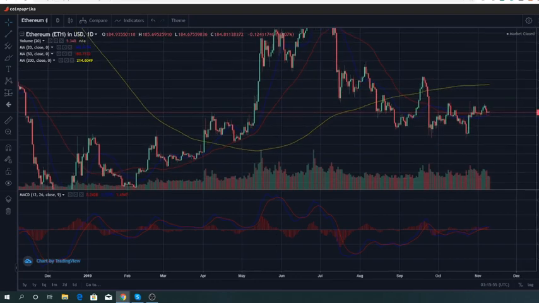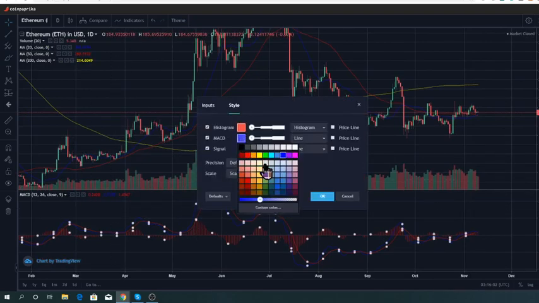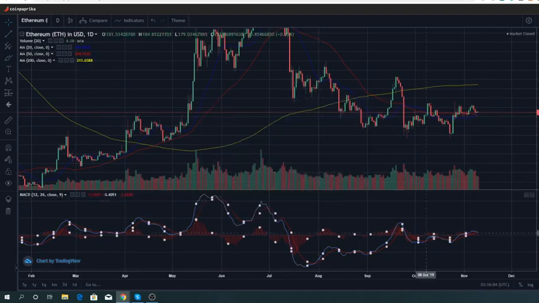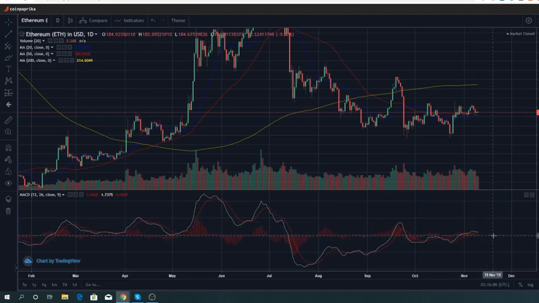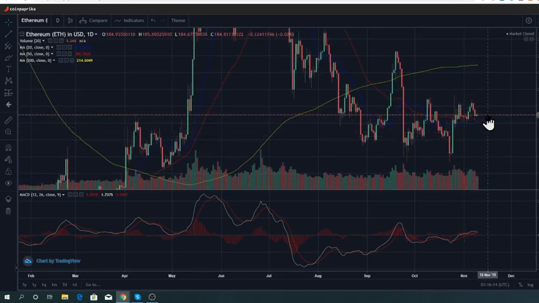Now looking at Ether, if we look at the daily MACD, it's showing that the price is going to have a negative cross here. But at the same time, for the price, we have the 50-day and 20-day moving averages crossing in a positive direction. Our 20 is crossing the 50. It's positive, and the price is above that.